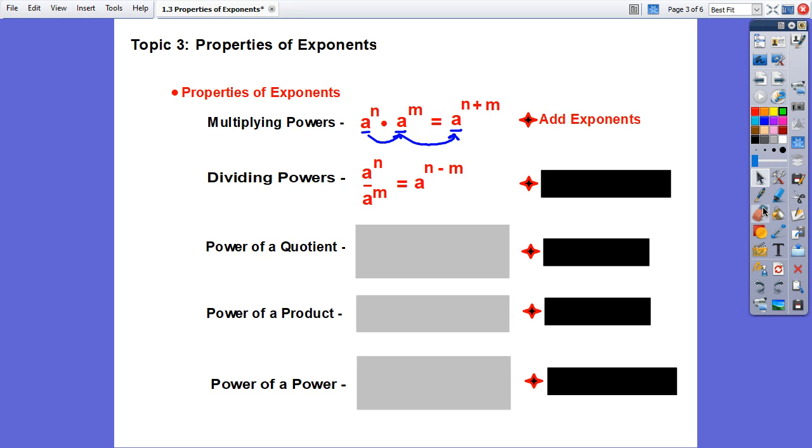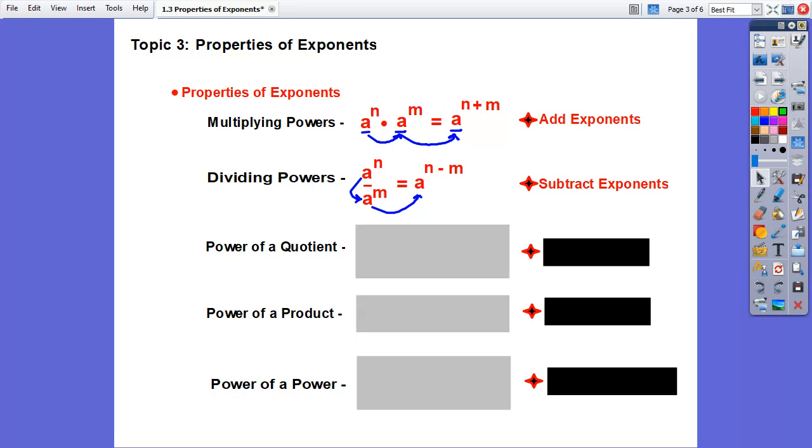So when you're dividing two powers and they have the same base, the base stays the same. So notice the base is the same all the way through. But what we're going to do for our new exponents, we're going to take the top exponent minus the bottom exponent. And so we end up subtracting exponents for this.